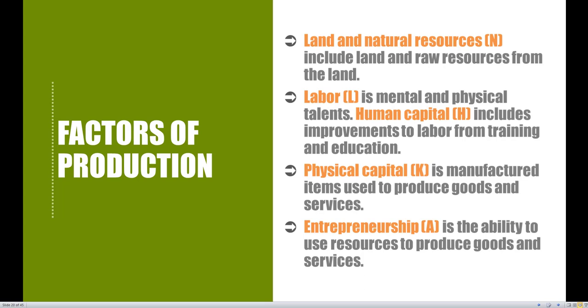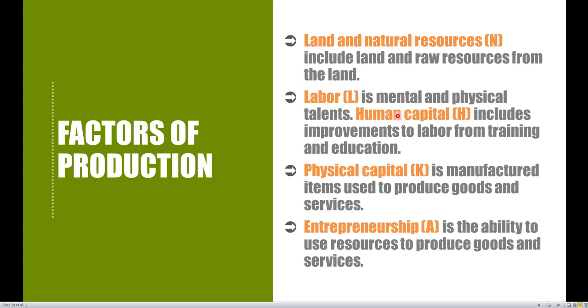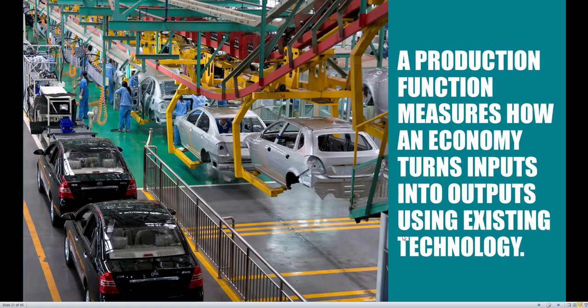So in order to see how we take all of these inputs right here, all of our resources, and to see exactly how many goods and services we can produce, we make the usage of something known as a production function. So it measures how an economy turns inputs into outputs using existing technology. So essentially, a production function is a mathematical way for us to show how all of our resources, land, labor, human capital, physical capital, and technology all combine with one another in order to turn it into a specific amount of output of our goods and services.